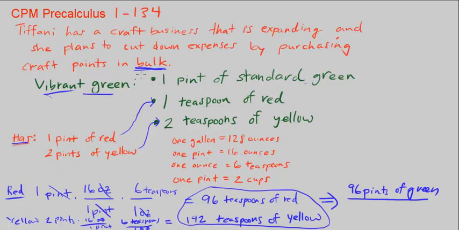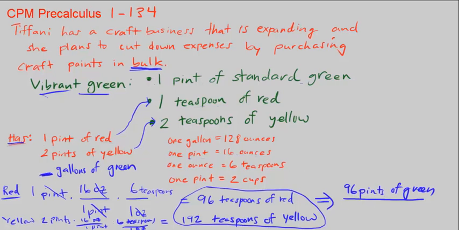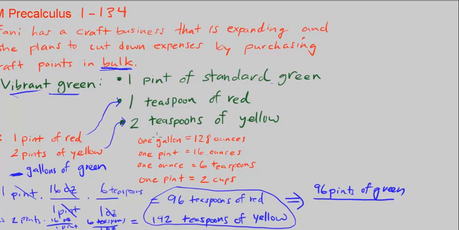So what we're asked in the question is how many gallons of our standard green. What is the number of gallons? Well, we know we need 96 pints. So how do we convert from pints to gallons? Here we're told 1 gallon is 128 ounces, and we can get to ounces from pints. We know 1 pint is 16 ounces.